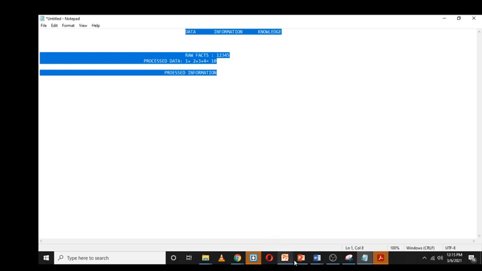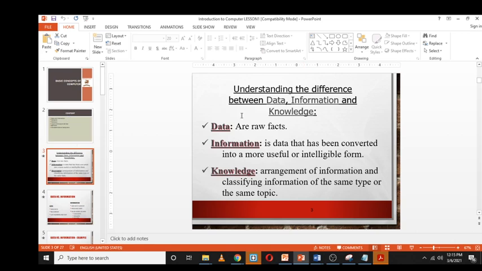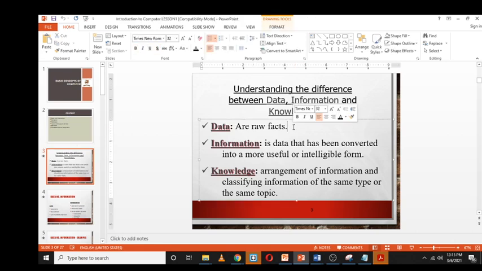Now let's go back to our PowerPoint slide and just try to understand more. Now here they say that data are raw facts, just like we have explained, and information is data that has been converted into a more useful or intelligible form. So in other words, this is just processed data. And then knowledge is the arrangement of information and classifying information of the same type or the same topic. In other words, we are mainly just referring to knowledge as processed information. So that's the difference between these three. So it's very much important for you to know the difference between data, information, and knowledge.